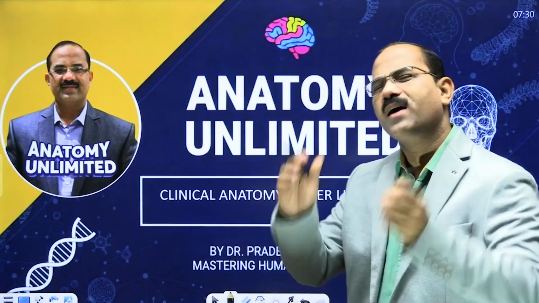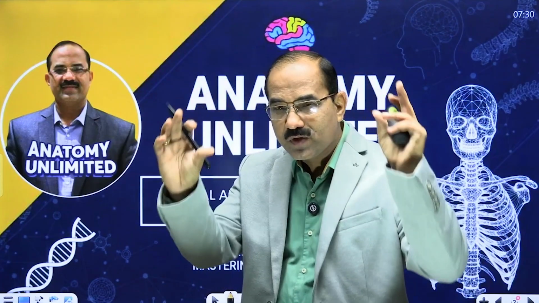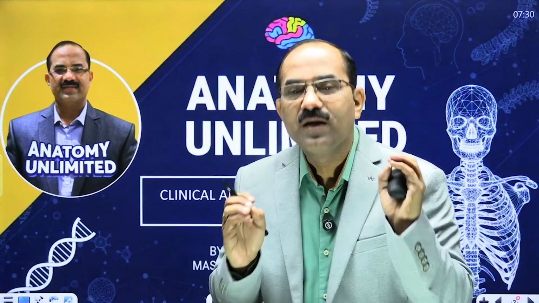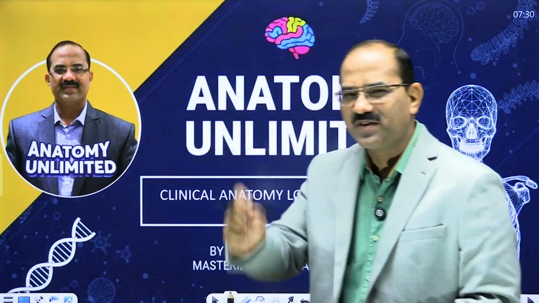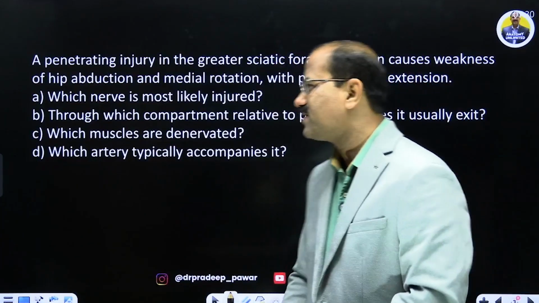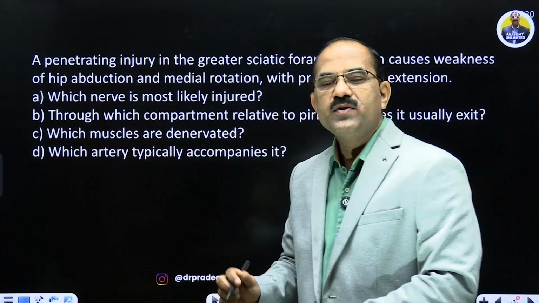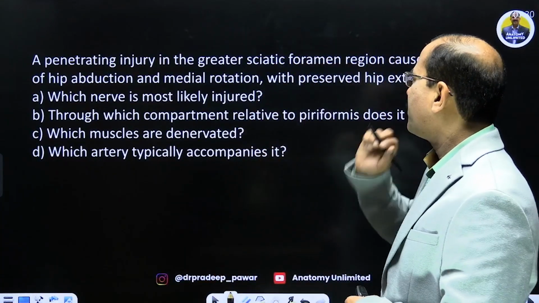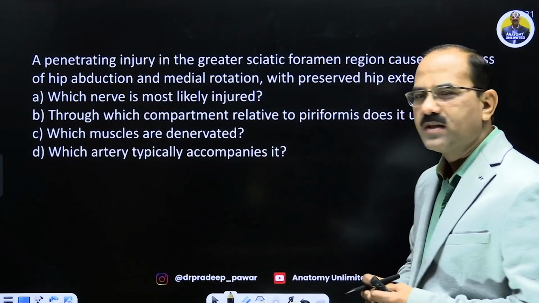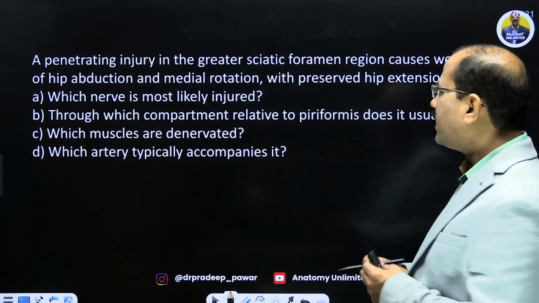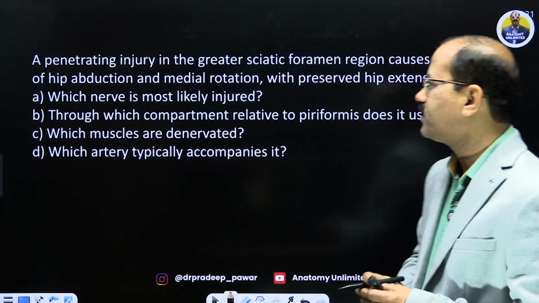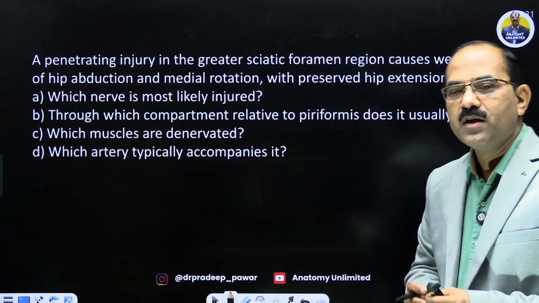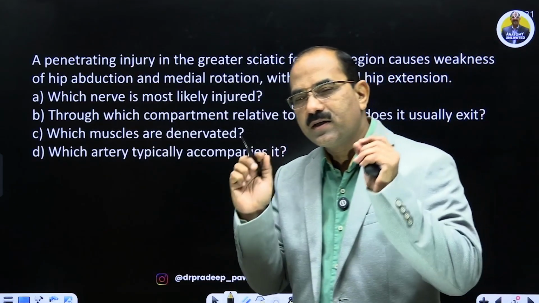Have a look at this, understand the question. Whenever you read the question, try to analyze it at that time, arrive at a diagnosis, and then see the sub questions. Right? You should not see the sub questions first. Okay, starting this: a penetrating injury in the greater sciatic foramen region causes weakness of hip abduction and medial rotation. So, a penetrating injury in the greater sciatic foramen.